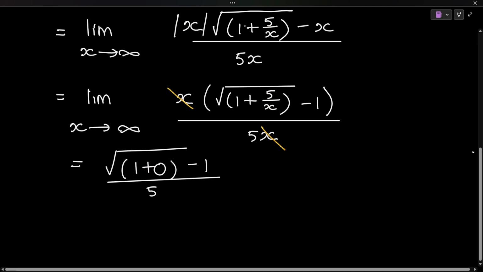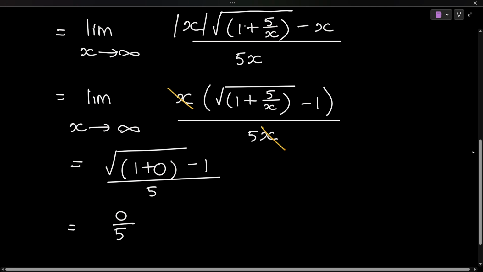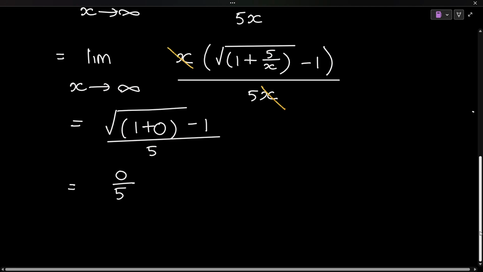Underneath the square root, we are left with 1. So we have 1. Square root of 1 is 1. 1 minus 1 is 0. Now, just to show you what we have here, we've got 0 over 5. And 0 divided by anything is 0. So our final answer for this question is going to be 0.